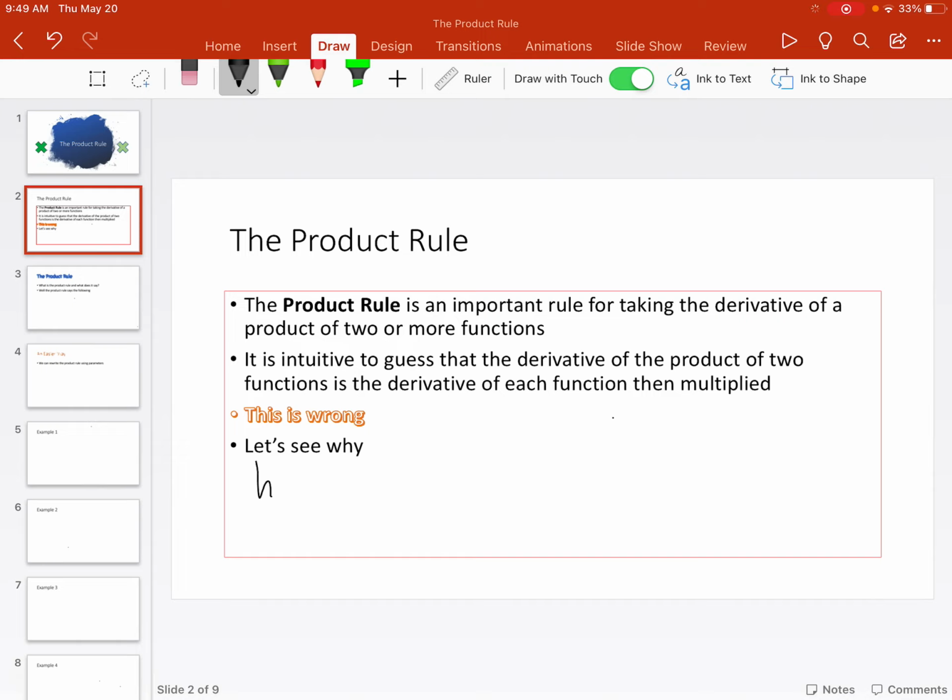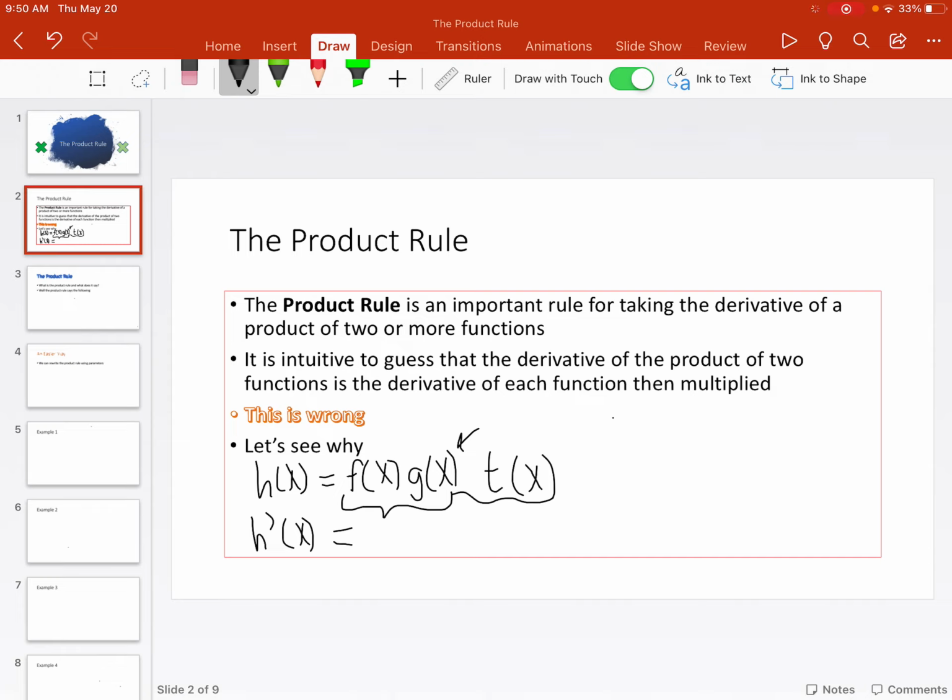Well, say I have h of x is equal to f of x times g of x. So I got these two functions, f of x and g of x being multiplied together. So if I wanted to find h prime of x, so the derivative, well, I'd have to use the product rule in order to do so. So if I had also t of x being multiplied to this whole bunch, well, I'd still have to use the product rule because I have a product of two or more functions. So in order to find its derivative, we'd have to use the product rule.